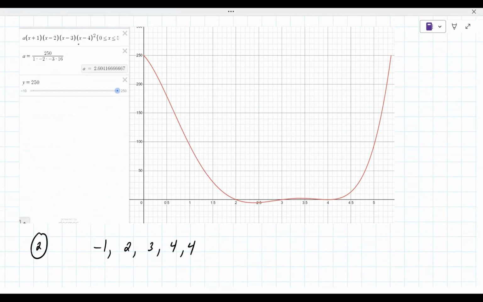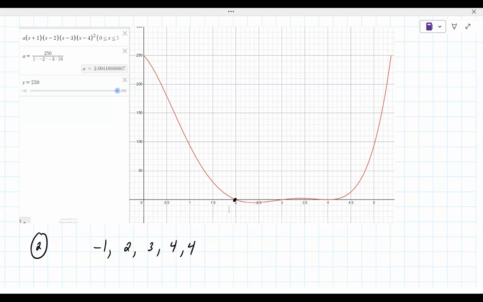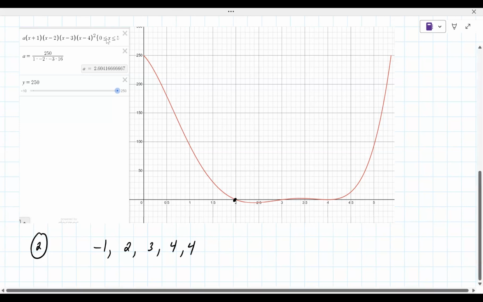That's for number 2. Okay. Now you can't see the one at -1 because I restricted the domain, but it's still a zero of the polynomial. Although it's not in the domain, so it's kind of a weird thing.